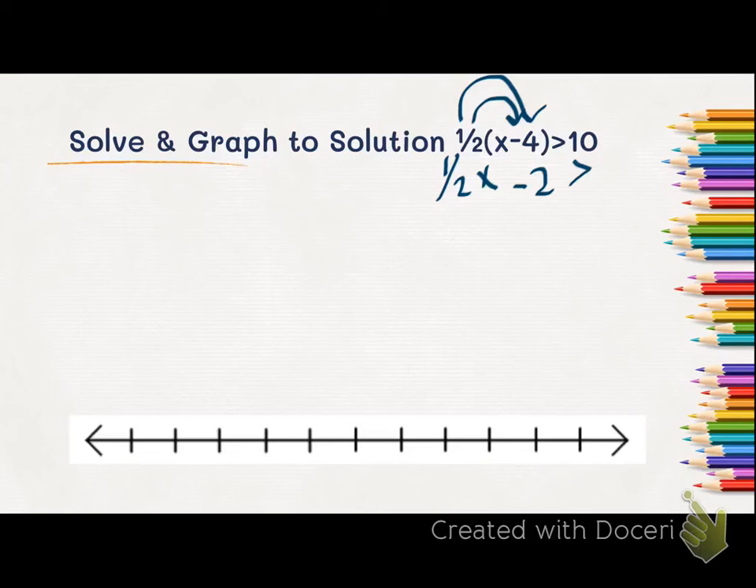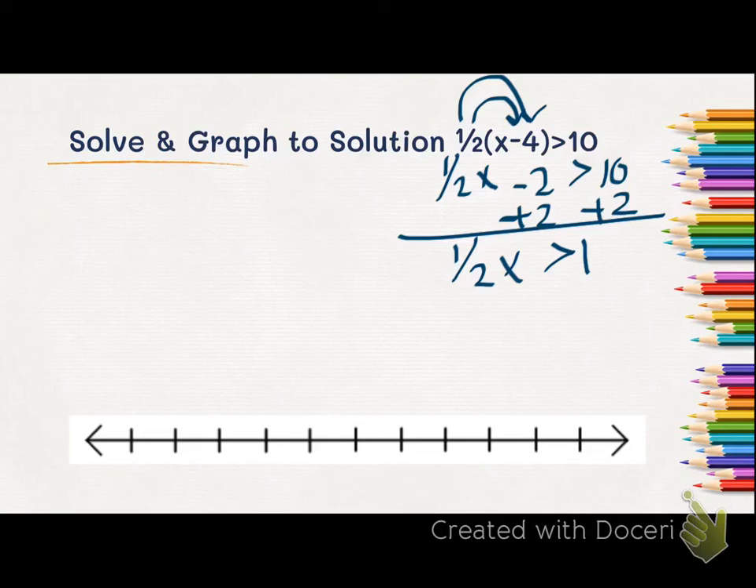Alright, now we're going to bring down our greater than and our 10. And here we're going to add 2 to both sides. When we add 2 to both sides, we're left with 1/2 x is greater than 12. The final step here is to multiply both sides by the reciprocal. That's how we can get rid of those fractions very easily. The reciprocal of 1/2 is 2/1. When we multiply over here, we're left with x is greater than 12 times 2 is 24/1, which is the same as 24.